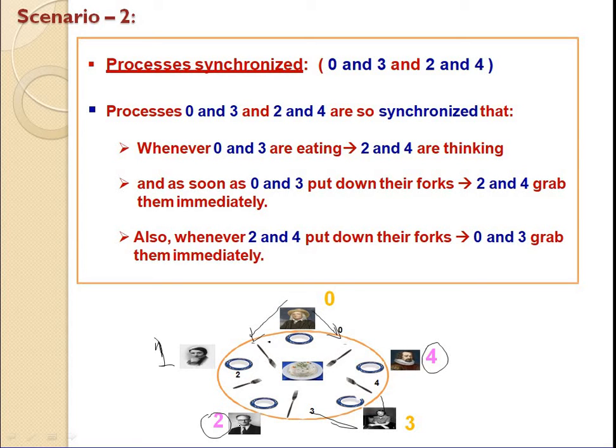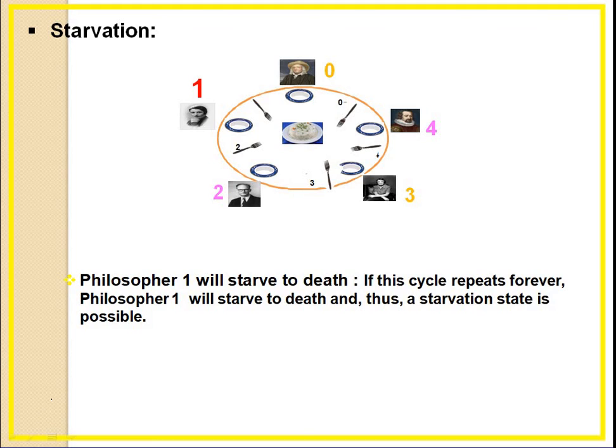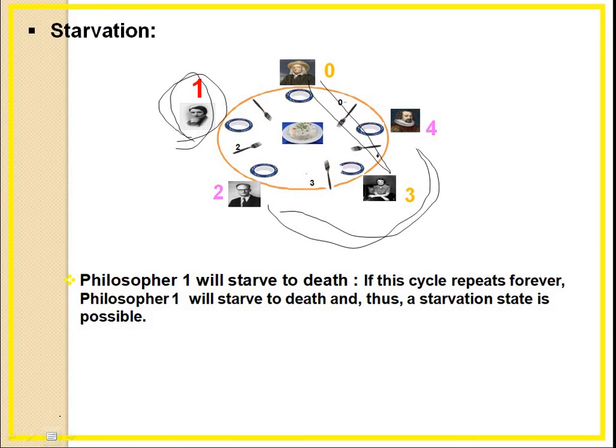So if they want to change their mode from thinking to eating, after 0 and 3 put down the forks, 2 and 4 can grab the forks immediately. Also, whenever 2 and 4 put down the forks, 0 and 3 can grab them immediately. So in this problem, starvation can happen. Philosopher 1 will starve to death if the cycle repeats forever. Suppose 0 and 3 are in eating mode, that time the other two are in thinking mode. Then 2 and 4 are in eating mode. So philosopher 1 will starve to death if the cycle repeats forever.